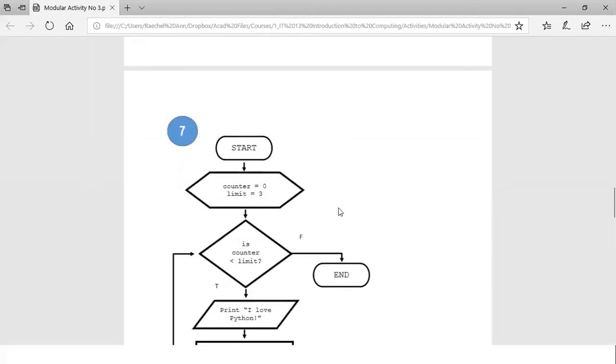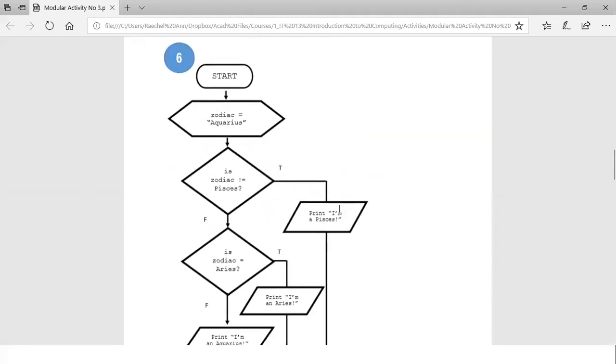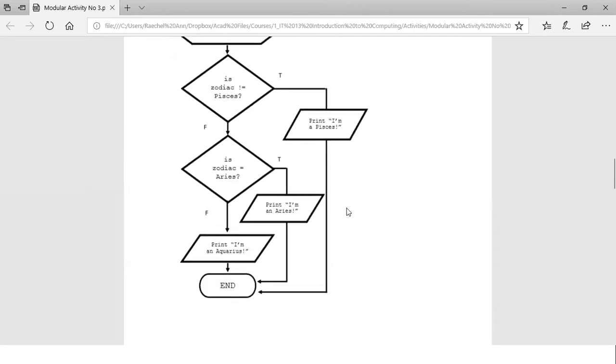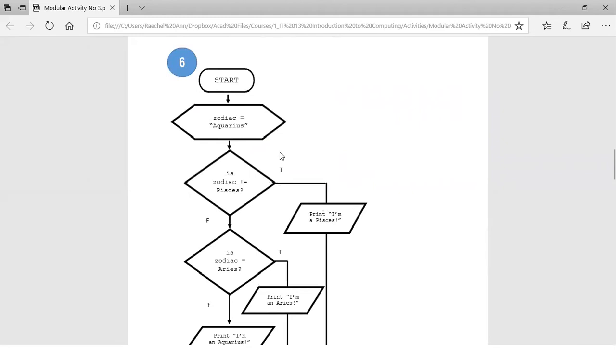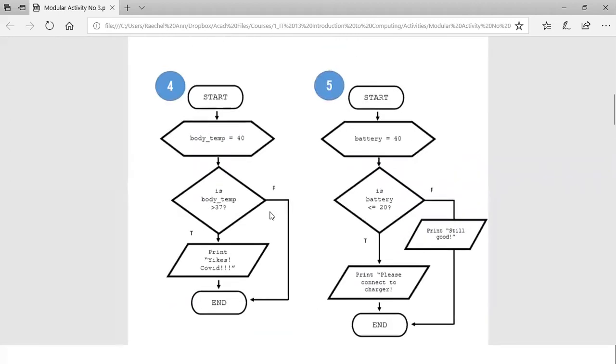Repetitive because of the going up arrow. What about number 6? Meron ba kayo nakikitang going up arrow? Wala, ma'am. Therefore, this is not repetition. This is not looping. This is just a conditional statement. Number 4 and 5. Conditional statement lang po. Okay. So, wala silang going up arrow. So, therefore, they are conditional statements.